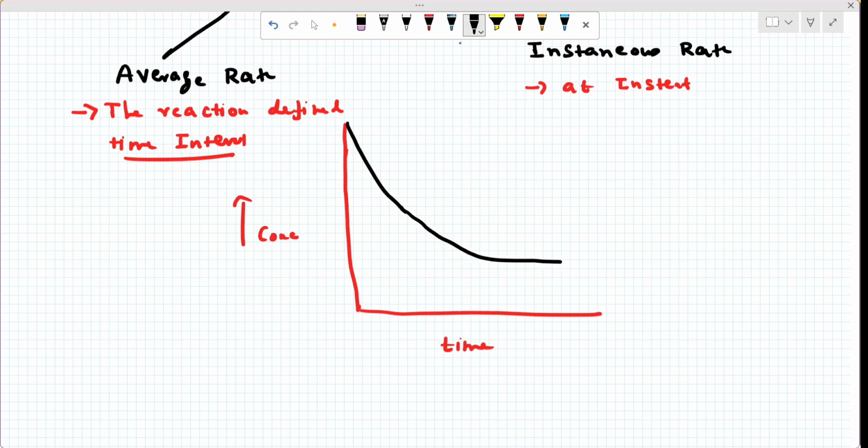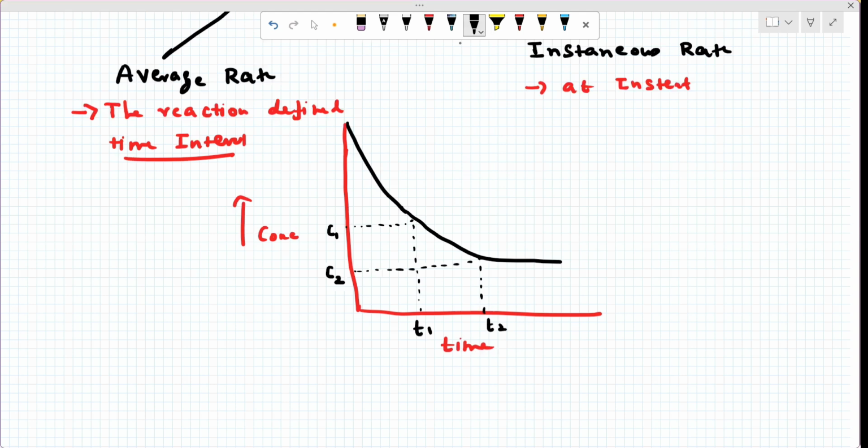Concentration decreases, right? Yes or no? Is it time? Is it T1? Is it T2? Therefore, this is C1, concentration C1. Is it concentration C2?